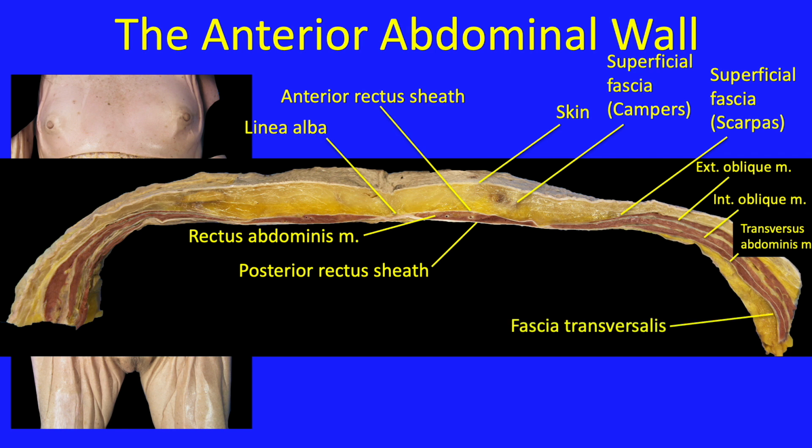We can also now label another layer of fascia, the fascia transversalis, that lies deep to the transversus abdominis, the extraperitoneal fat that is deep to the fascia transversalis, and finally the peritoneal membrane. If this membrane is pierced, we enter the abdominal cavity proper.